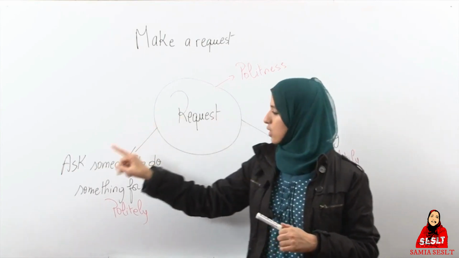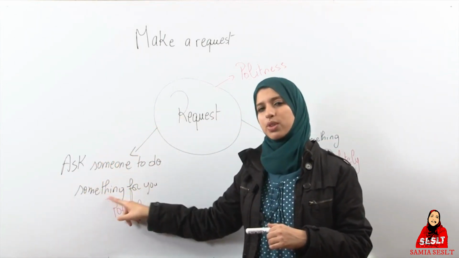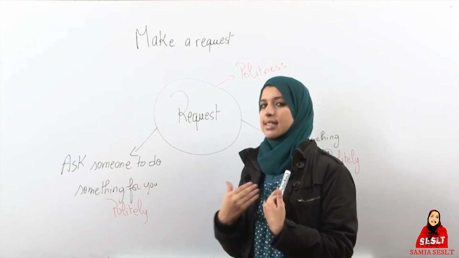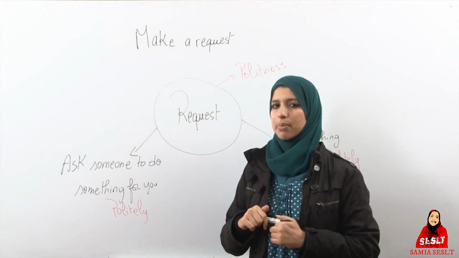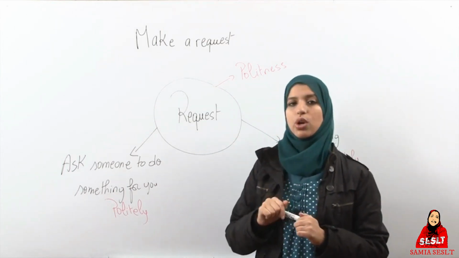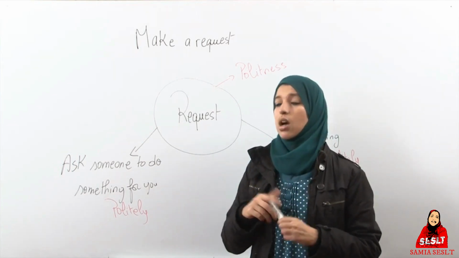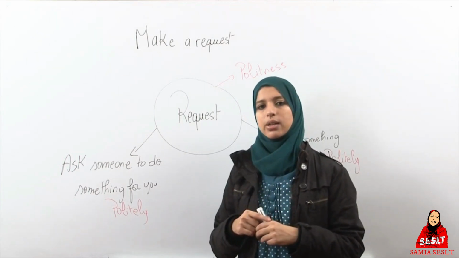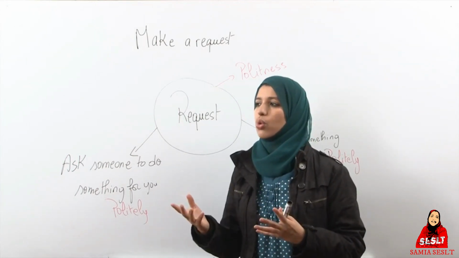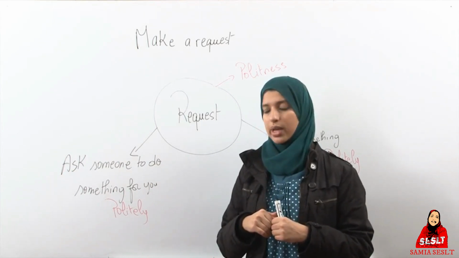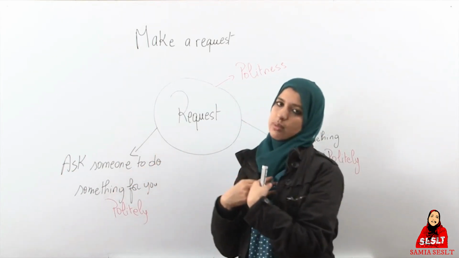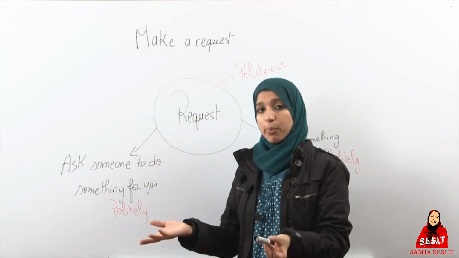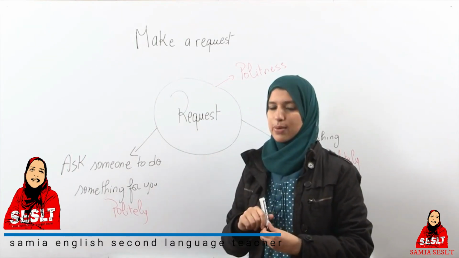A request is to ask someone to do something for you, politely, okay? It's to ask someone to do something for you, but politely. For example, can you please open that window? Can you please help me? Would you mind listening to me, please? Okay? Could you bring me that book? So here I'm asking someone to do something for me. Close the window, close the door, give me a marker, give me a book, but politely, with please, all right?